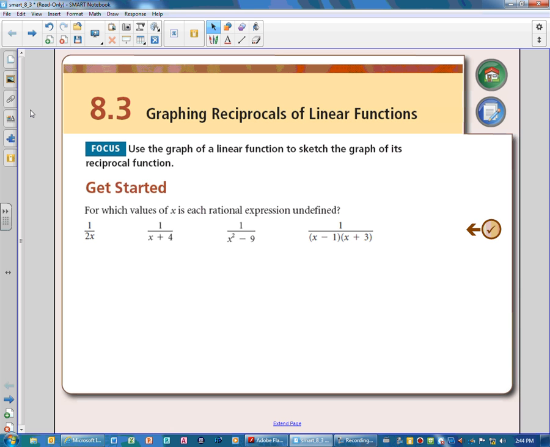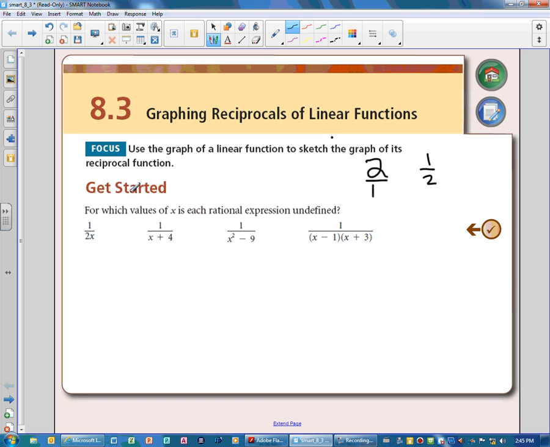So the focus of today is to use the graph of a linear function to sketch the graph of its reciprocal function. Okay, linear function. Remember that just means a line, no big deal. Reciprocal function, though, we haven't talked about before, although in Math 8, you did talk about reciprocals. You may remember that reciprocal is just a fancy math word for flip. So if we're talking about, let's say, 2, the reciprocal of 2 is just a half, okay? No big deal, we're just flipping it, because 2 would be 2 over 1, so that's where the 1 came from.